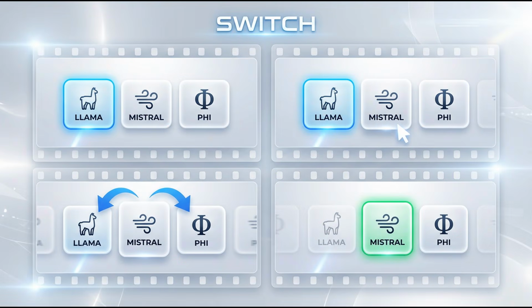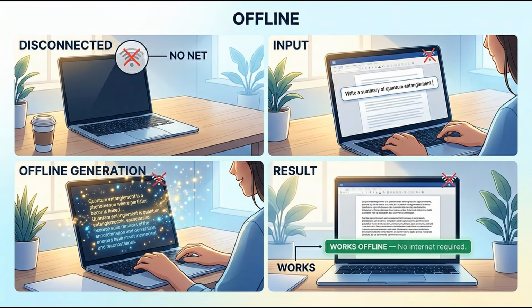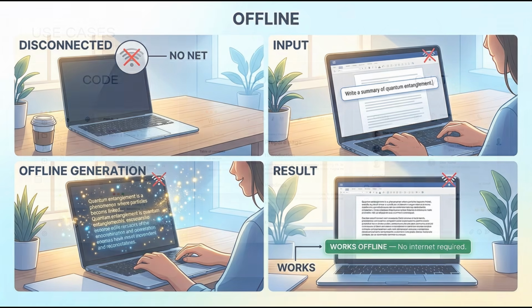You can switch between models easily. Run commands like ollama run mistral or ollama run phi. Each model has different strengths depending on the task. Turn off your internet and run another prompt. The model still works. This proves that everything is running locally and no external services are required.